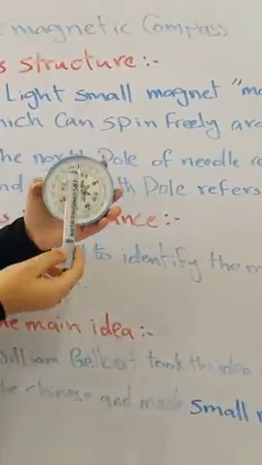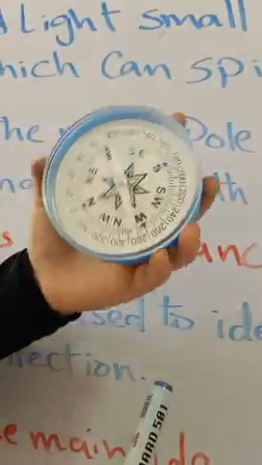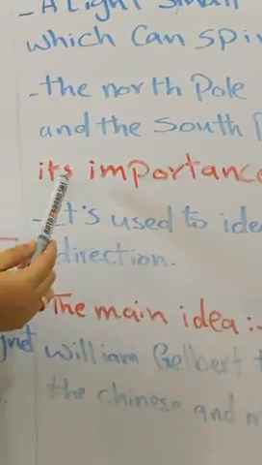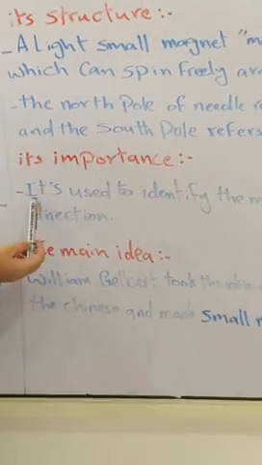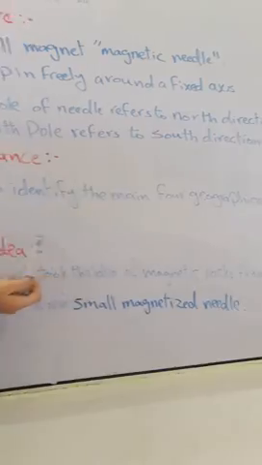So by using the compass, we can identify the main 4 directions of Earth. So the importance of the compass is that it's used to identify the main 4 geographical directions.